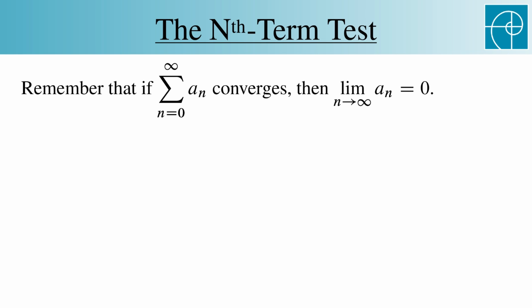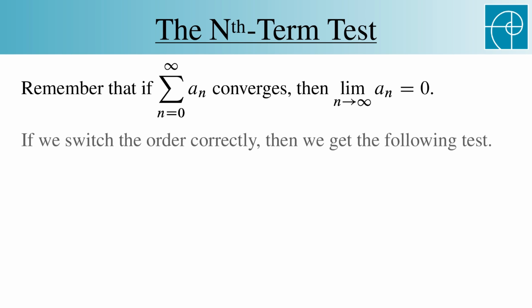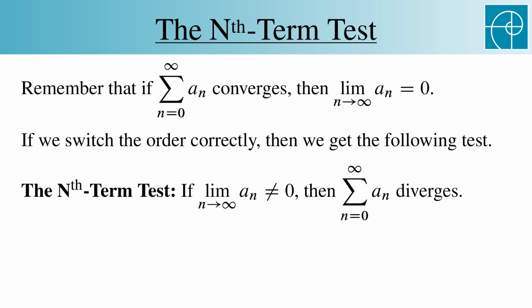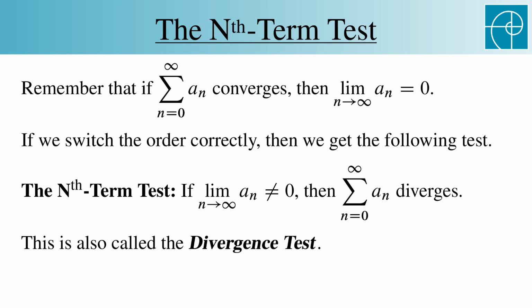Remember that if a series converges, then the limit of its terms equals 0. If we switch the order correctly, as we did with the rain cloud theorem, then we get the nth term test, which states that if the limit of the terms of a sequence does not equal 0, then the series diverges. This is also called the divergence test.